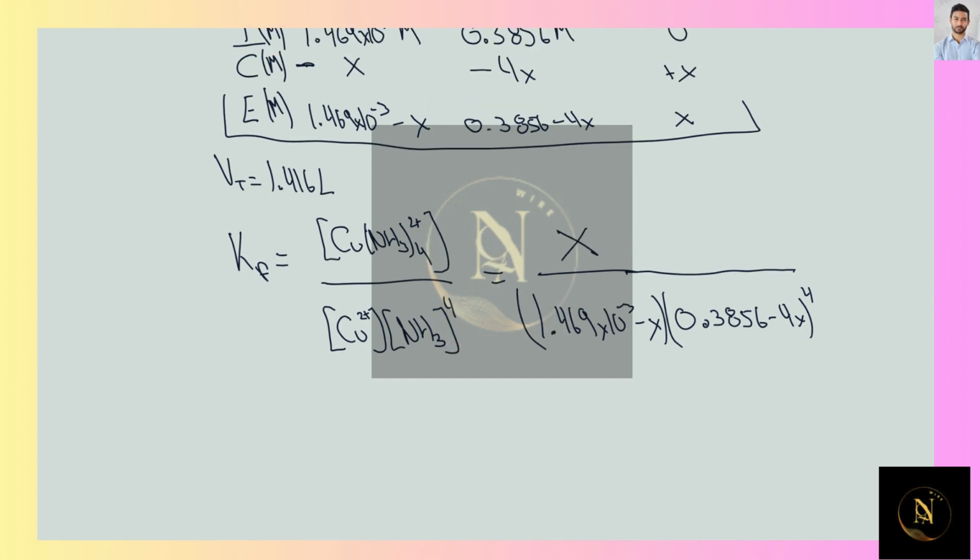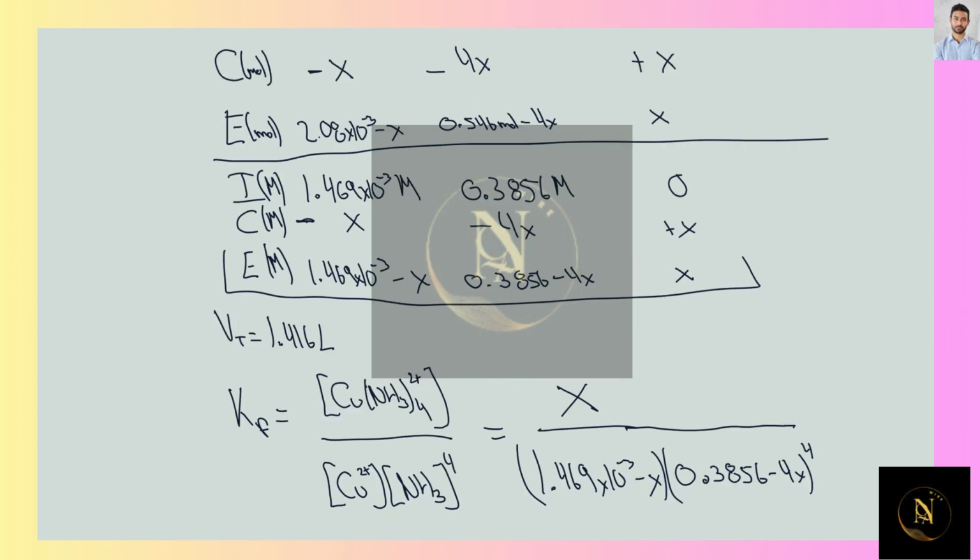So now we're going to make an approximation to make this equation a little bit easier. What are we going to base this approximation on? We're going to consider that the maximum amount of matter that can react would be 1.469 times 10 to the minus 3, right? This would be the maximum. If we multiply that value by 4, we would get 5.8 times 10 to the minus 3.